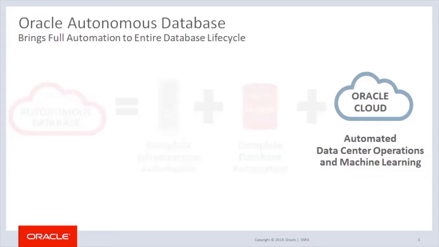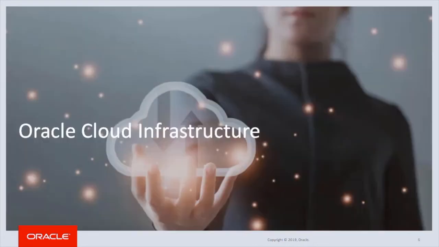Let's start with the Oracle Cloud Infrastructure. Because the Oracle Autonomous Database services are hosted as part of the Oracle Cloud Infrastructure, it is important to understand what OCI is, its key features, and how it integrates. So let's proceed with an overview of the OCI infrastructure.